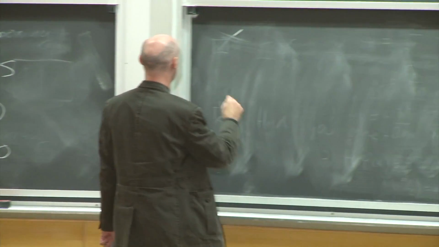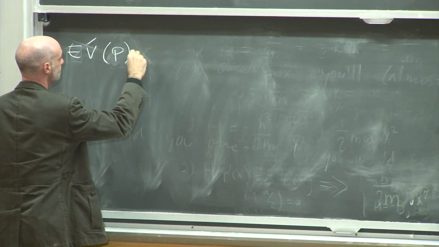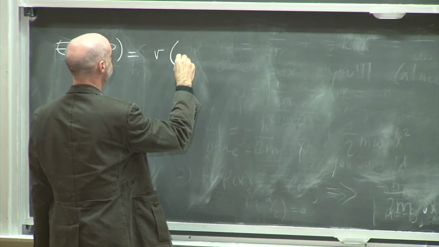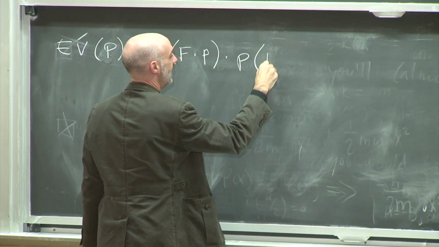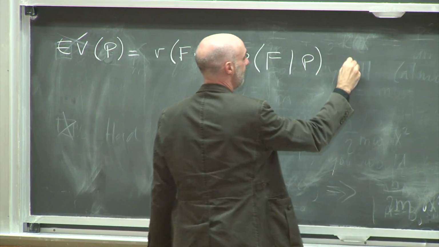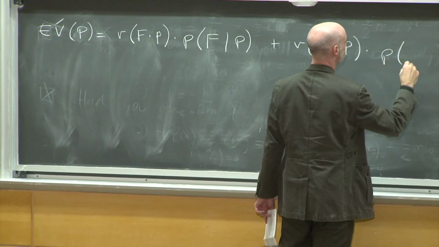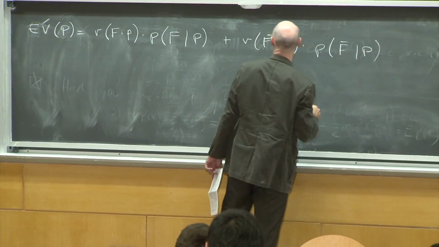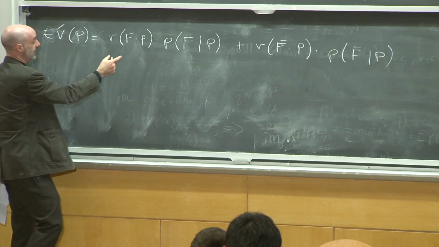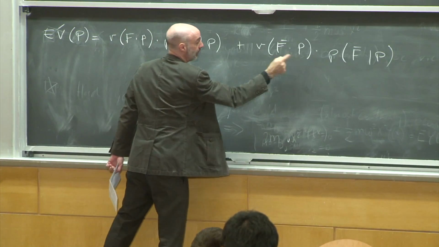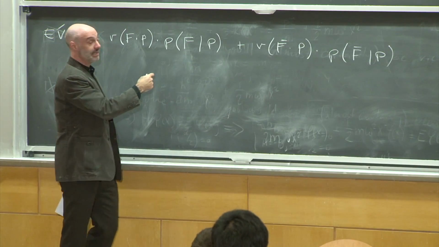So this is what standard decision theory tells us. It tells us that the expected value of partying is the value of failing and partying times the probability that you'll fail given that you party, plus the value of not failing and partying times the probability that you'll not fail given that you party. So in other words, it's the weighted average of what will happen if you party and fail, and if you party and not fail, where the weights are given by the probability that the relevant outcome will happen given that you party.